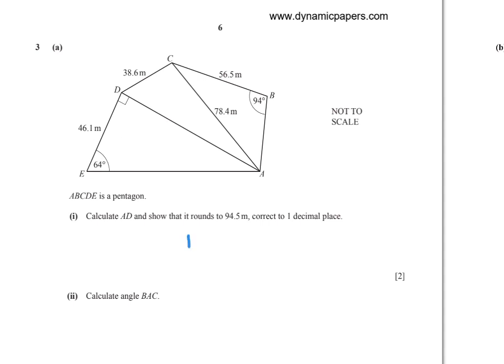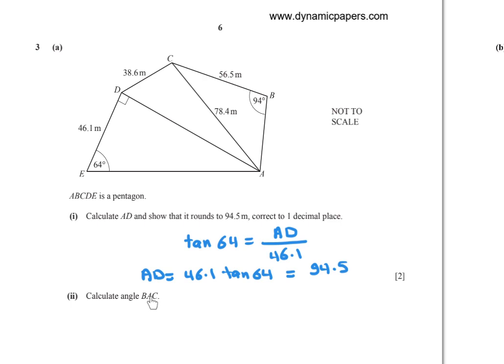So tan 64 equals opposite, which is AD, over the adjacent, which is 46.1. So now AD equals, cross multiply, 46.1 tan 64 equals 94.5 to 1 decimal place.